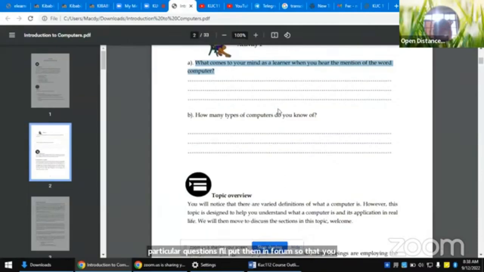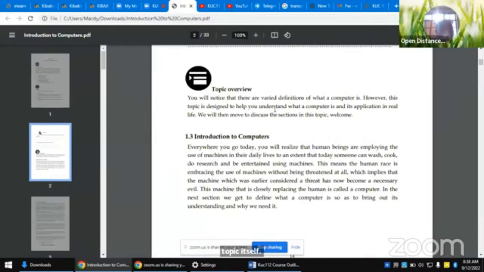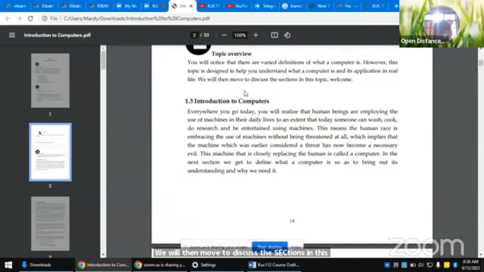In this topic, you will notice that there are varied definitions of a computer. However, this topic is designed to help you understand what a computer is and its application in real life. We will then move to discuss the sections in this topic. So welcome, very welcome to this course.